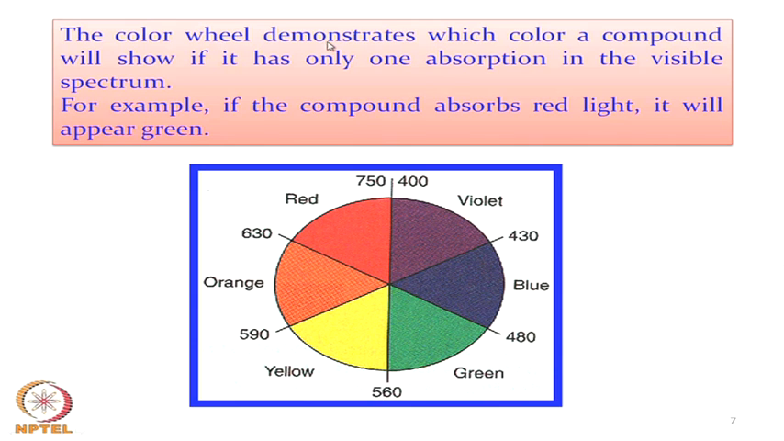So, the wheel basically demonstrates which color a compound will show if it has only one absorption in the visible spectrum. Just now we have seen one particular color, but we are recording it at its corresponding absorption. So, what we are measuring is the absorption, but we are looking at the corresponding solution, and what we see is the complementary color, or the emitted fraction of the white light, as the color of the compound. So, if a compound absorbs red light, it will appear green.